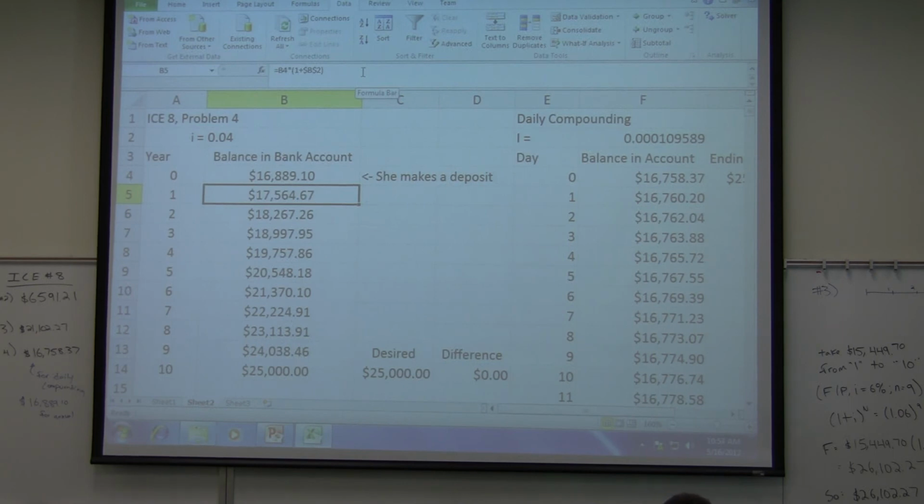Did you use the goal seeker to get that? Yeah, I did. I used the goal seek.